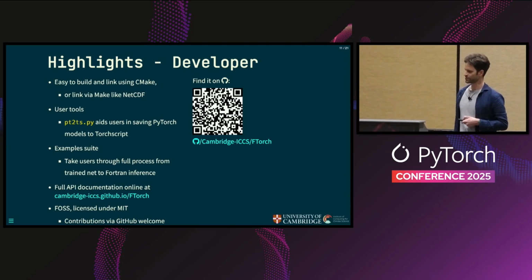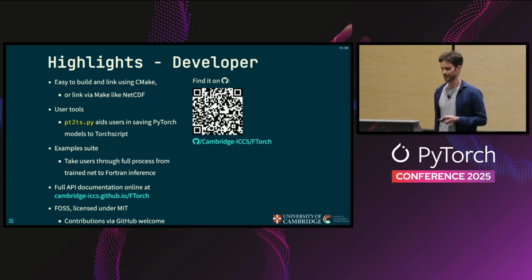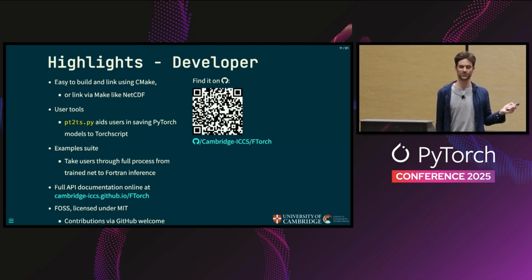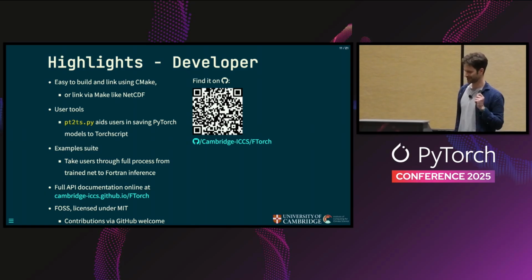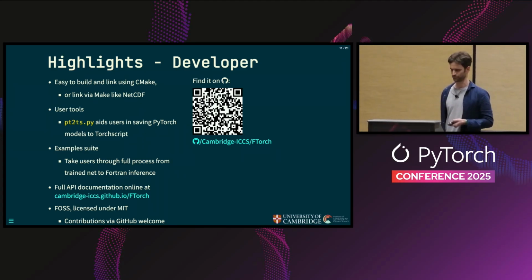So what are the highlights? Our library is very easy to build and link. We've developed these tools which allow users to script models very, very quickly and easily. And one of the real highlights of this is that we've developed this really comprehensive example suite. It works users through taking very simple examples to more complicated use cases. So it really handholds users through the entire process. We've got really good documentation, if I do say so myself, and it's free and open source, licensed under the MIT license. We're open to many contributions from the community.